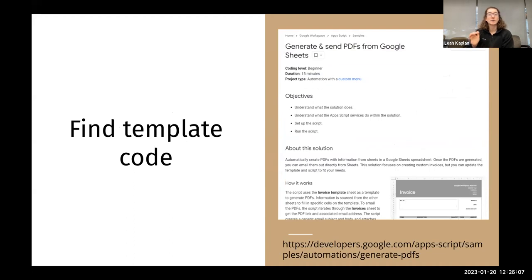And then in terms of finding template code, I have here the URL for the specific code that I followed, but if you just Google it, there are a lot of different template codes for doing a lot of these different types of tasks. So I was working off of one that was generate and send PDFs from Google Sheets. It kind of steps you through the process. The example here was used to automatically generate invoices. So I had to adjust that a little bit, but it was pretty similar.